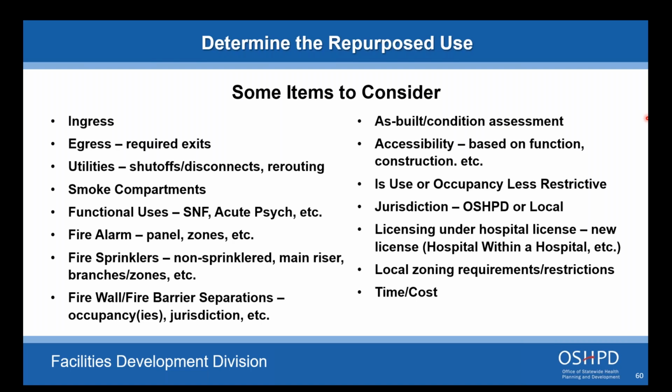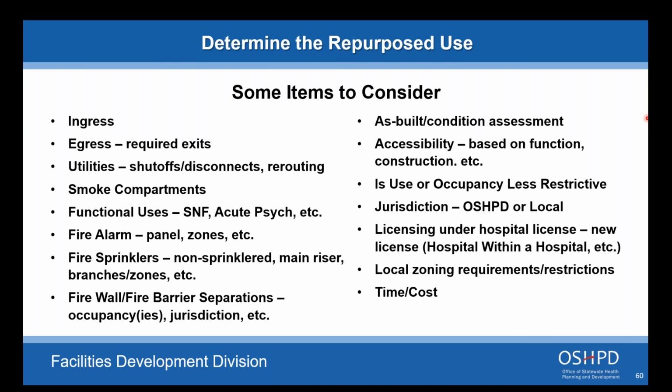Okay, some of the things you need to consider when repurposing or removing a building from acute care service. We're going to be looking at ingress and egress from buildings to make sure that they don't cross from a hospital through a non-compliant building. As Dave mentioned before, we're going to be looking at the utility shutoffs and disconnects that would be required if the hospital is serving the non-acute or non-compliant building.